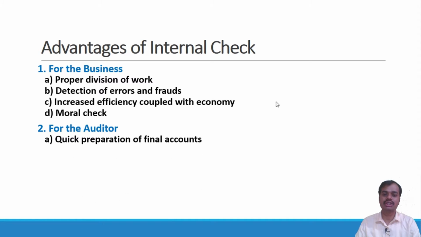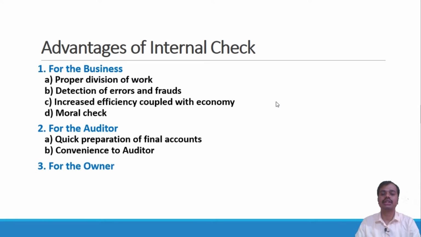First advantage is quick preparation of final accounts. The profit and loss account and the balance sheet are prepared without any loss of time. Next advantage is convenience to the auditor. Where an organization is operating a system of internal check, the statutory auditor may conveniently avoid detailed checking of the transactions. He may apply a few tests here and there and can relieve himself from detailed checking.